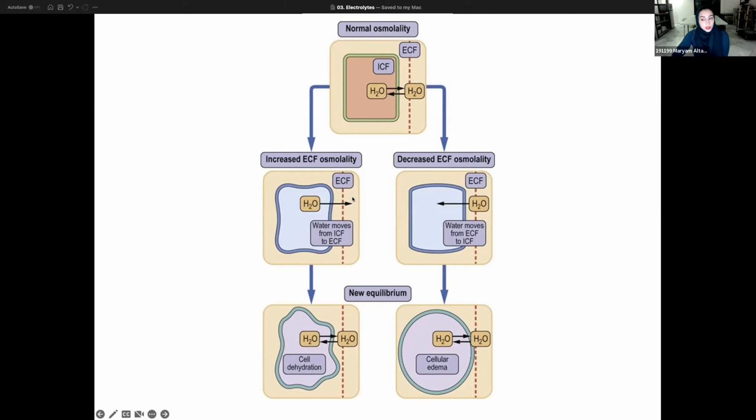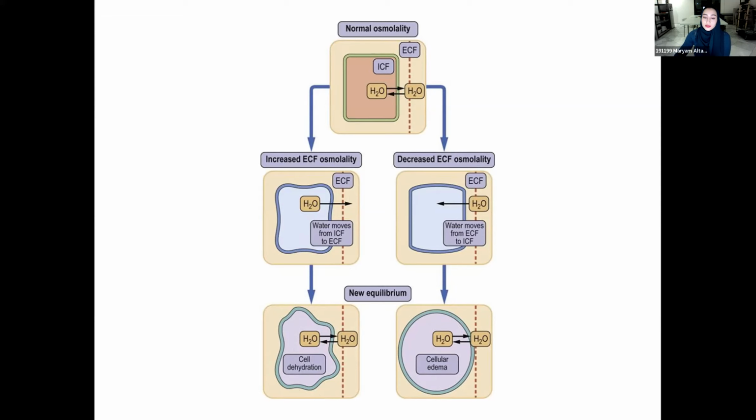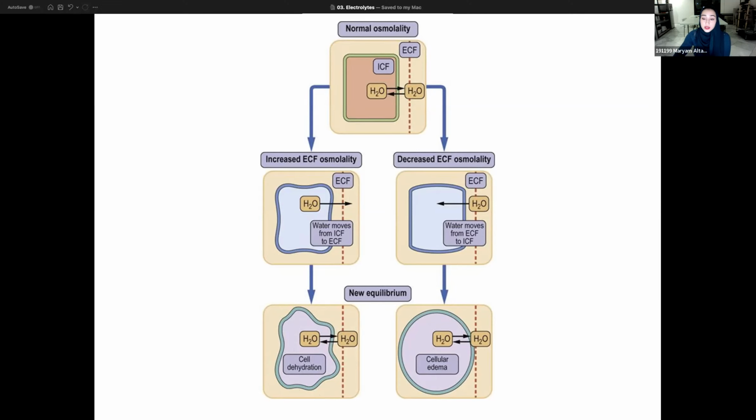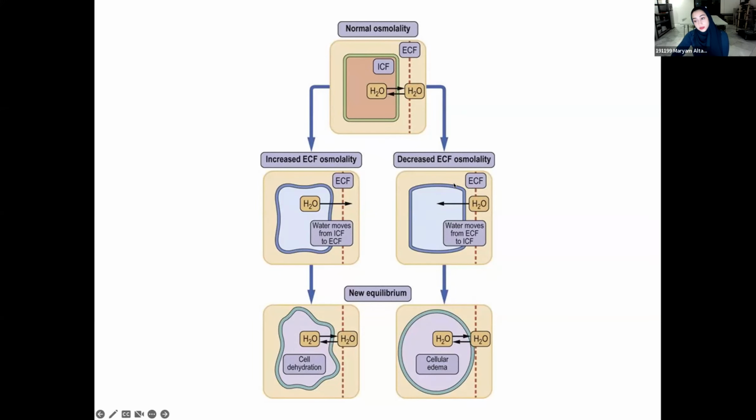But consequently, what happens? Your cells are going to shrink. So you're going to have dehydration of the cells. And this is going to be important when we look at hypernatremia, because in hypernatremia, it's essentially true dehydration. You're dehydrated, so your fluid, your plasma, is very concentrated, so your body starts to draw from the inside into the blood.